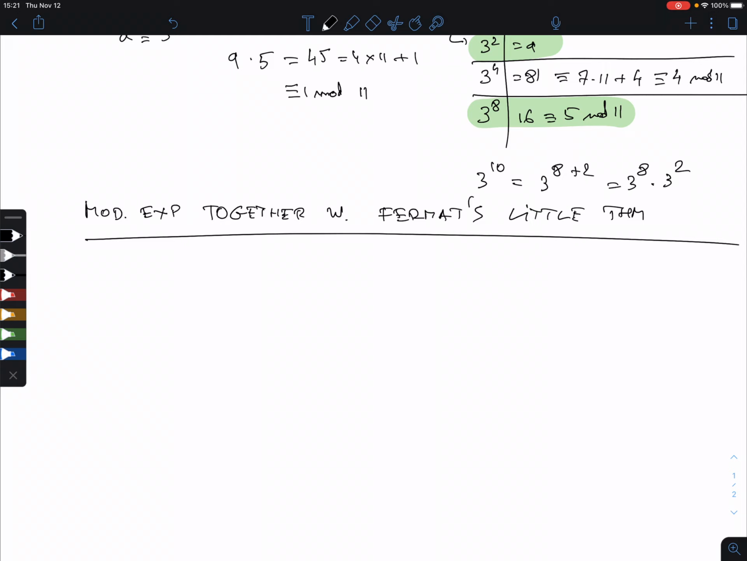Suppose we have to calculate. I take an example from the book for now. I'll do another one later. This is what they ask. So this is a typical modular exponentiation problem: 7 to the power 222 mod 11.